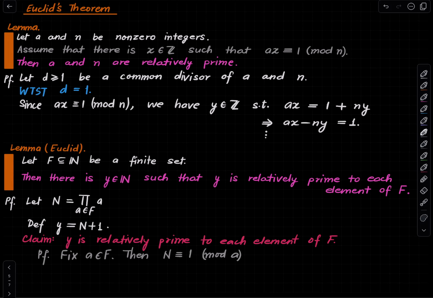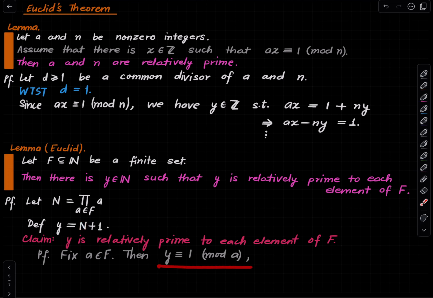And thus, so why is n congruent to 1 mod a? Well, not n, I meant y. Y is congruent to 1 mod a. Why is y congruent to 1 mod a? Because a divides n. This is how n was defined. Any element of capital F is going to divide n. That's how n was defined. So a divides this guy and therefore y is congruent to 1 modulo a.